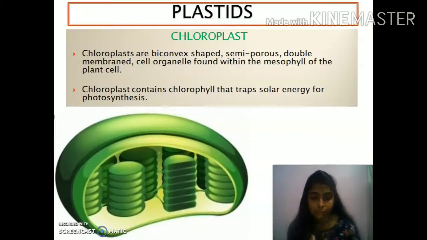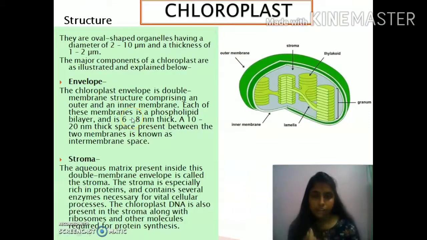a process which is performed by the green plants due to the presence of a pigment termed as chlorophyll. Okay, that means chloroplast contains a green pigment termed as chlorophyll, with the help of which it carries out photosynthesis. So am I clear to all of you? Okay, so let's have a look at the structure of chloroplast. You can see here one diagram is given, and here are some points.